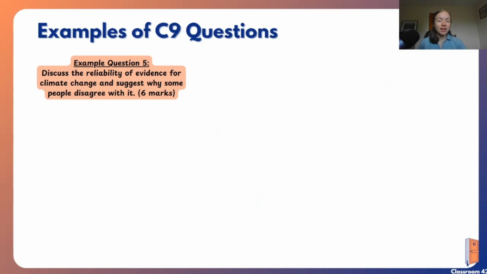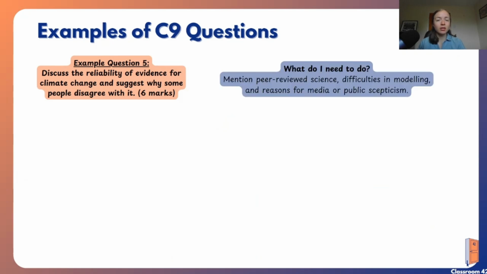So discuss the reliability of evidence for climate change and suggest why some people disagree with it. So we're talking about why people disagree with it. So it does refer back to our scientific principles. So we want to be talking about peer-reviewed science, difficulties in modelling, and potential reasons for people disagreeing with climate change, which I think, as we've seen in our lives, can be a result of media or public scepticism.